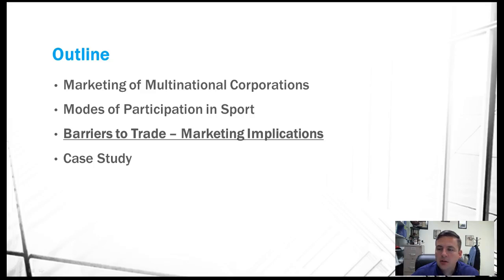So in the last part here, we're talking about barriers to trade. We've talked about the definition of multinational corporations, why understanding that is important. We just talked about modes of participation. Now let's discuss barriers to trade and then finish up with a case study assignment.